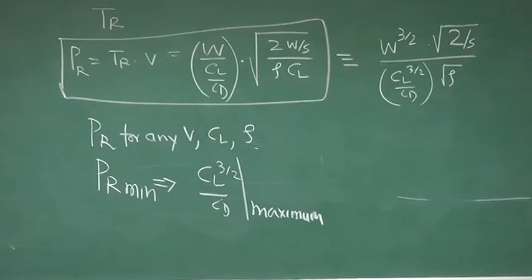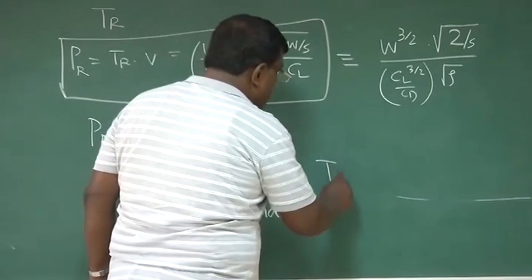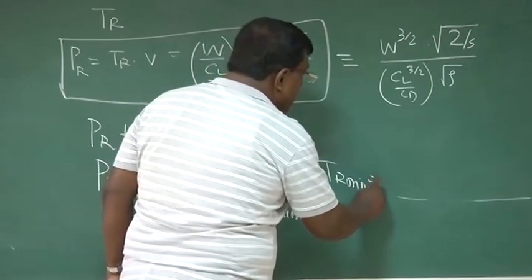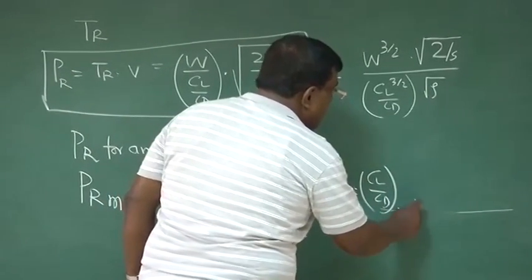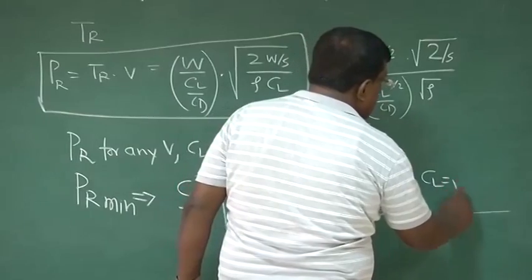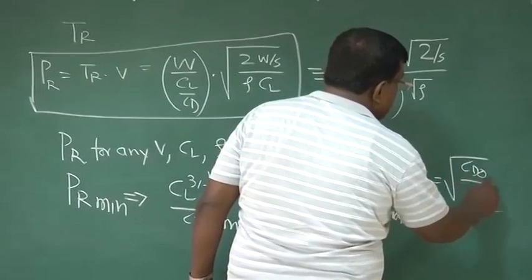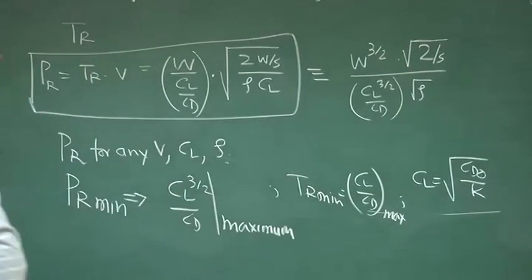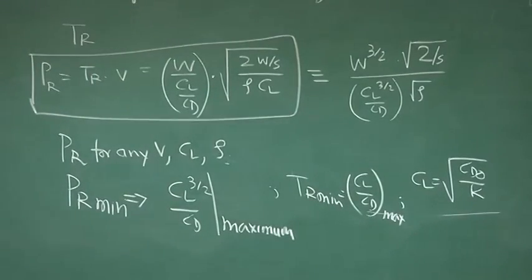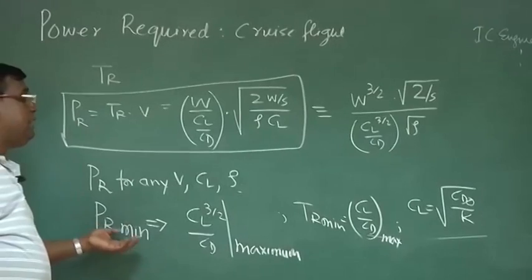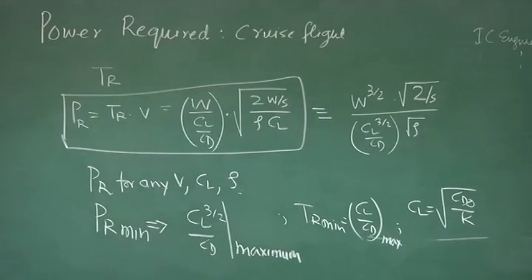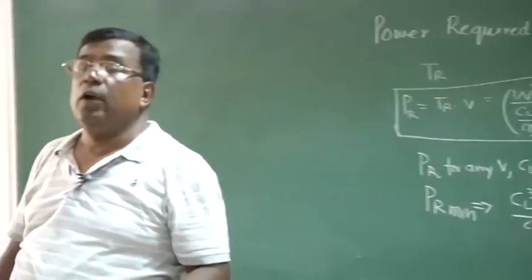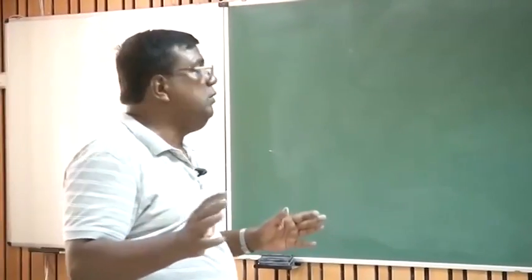What was the thrust required minimum condition? For thrust required minimum, recall, the condition was CL by CD should be maximum, and we have demonstrated that. It means I have to fly the machine at a fixed CL, which is given by CD naught by K. A similar question I will be asking here. What is that CL I should fly so that CL to the 3 by 2 by CD is maximum, or in turn, the power required will be minimum? So that is the question we are going to address.